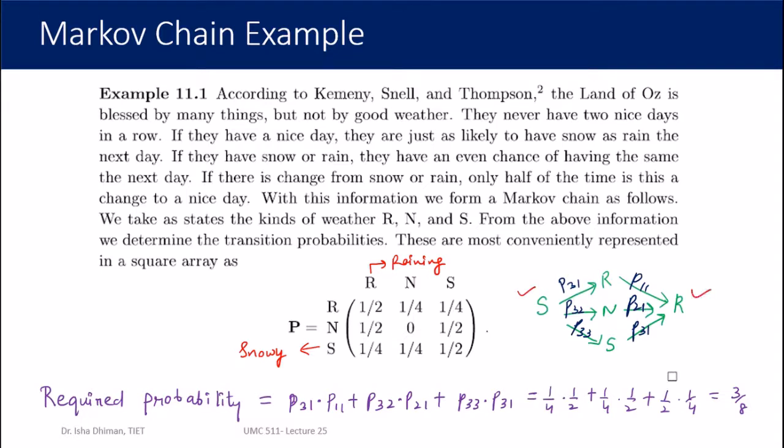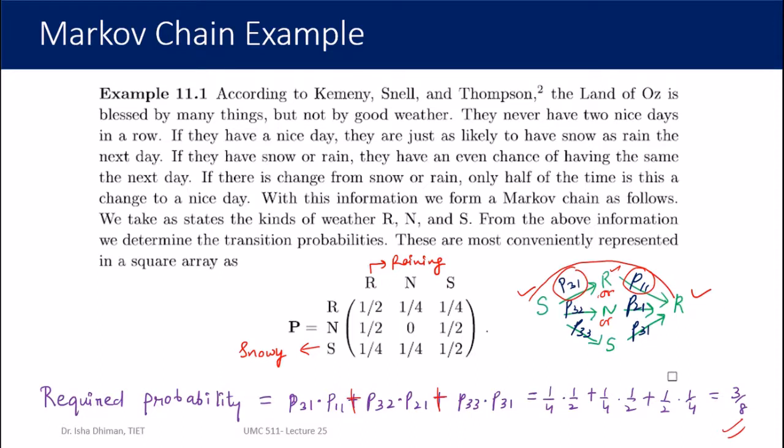It's easy to understand why this is the required probability, because you want to go from S to R and either of these ways will be adopted. Either you will go from S to R to R, or you will go from S to N to R, or you will go from S to S to R. Since there is an or involved, there is a plus sign here, but within each path these are independent, so they should be multiplied, because the probabilities of this happening and this happening should be multiplied with each other. So it should be P31 into P11, and similarly for the other steps. Overall it gets added up and you get the final answer, 3/8.